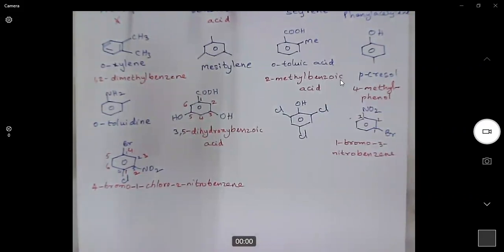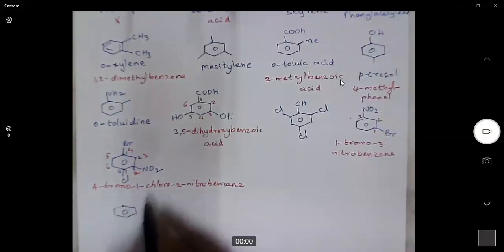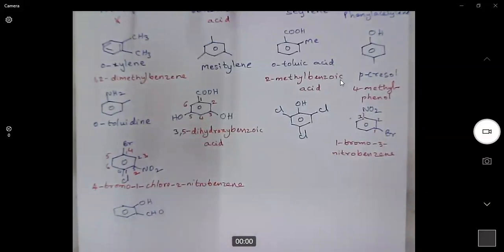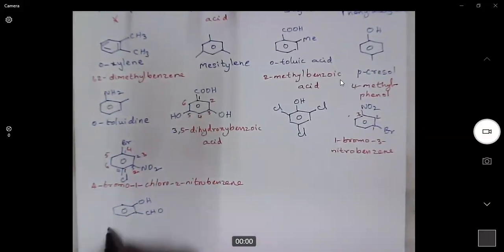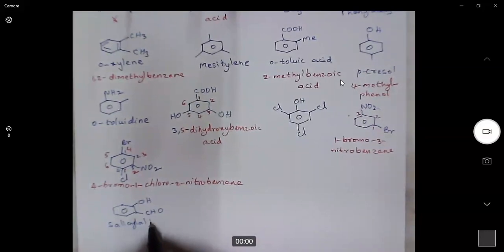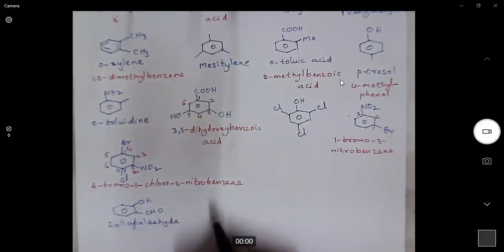this benzene. Now, I'll give some important examples. OH and carbaldehyde, when they are next to each other, ortho related, this is called salicylaldehyde. When OH and carboxylic acid are ortho related, we call it salicylic acid.